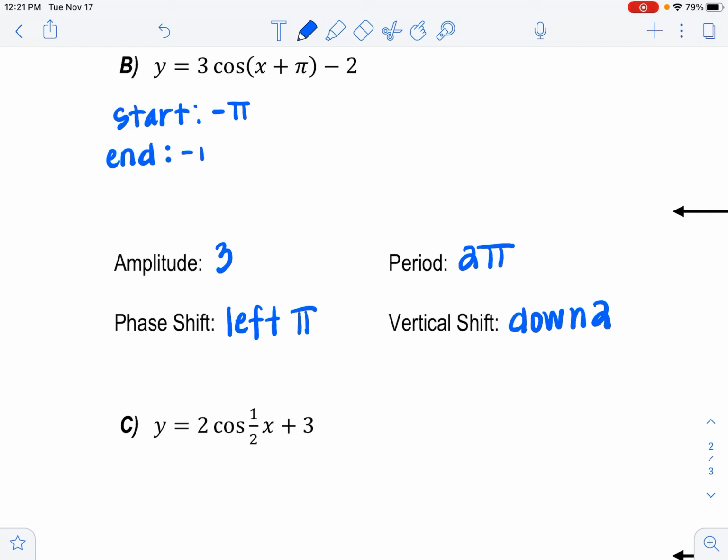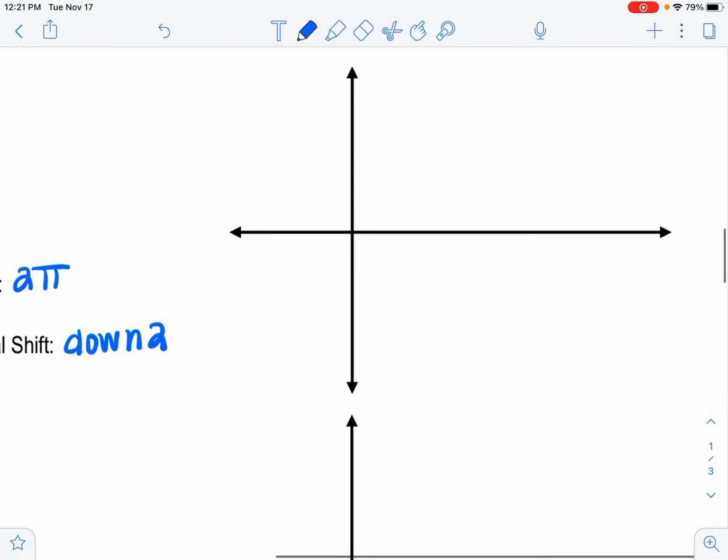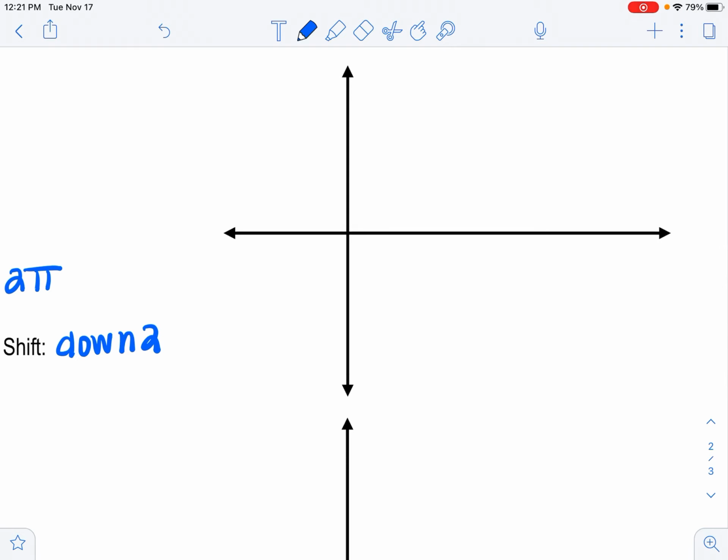Now I need to know where it ends. So I'm going to take where it starts, which is negative pi, and I'm going to add the period, which is 2 pi. Negative pi plus 2 pi is pi. So this graph starts at negative pi and ends at pi.